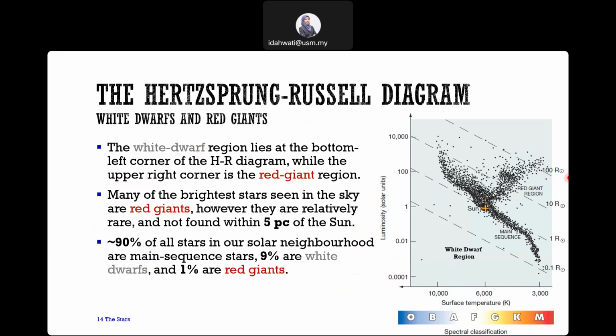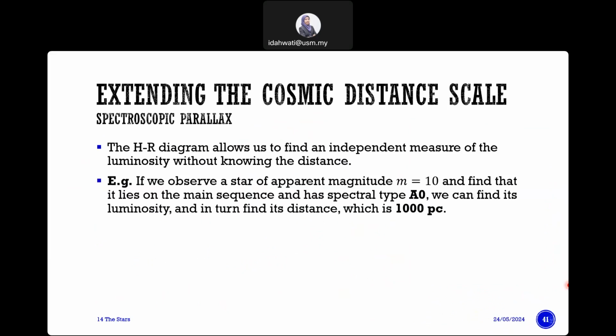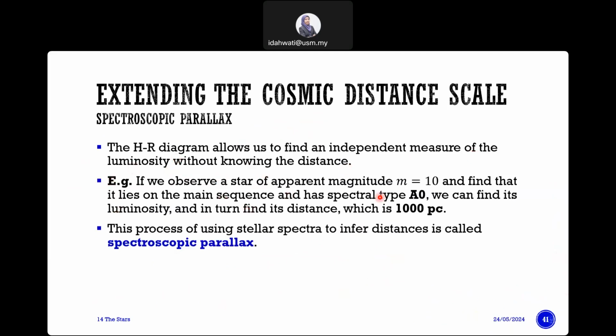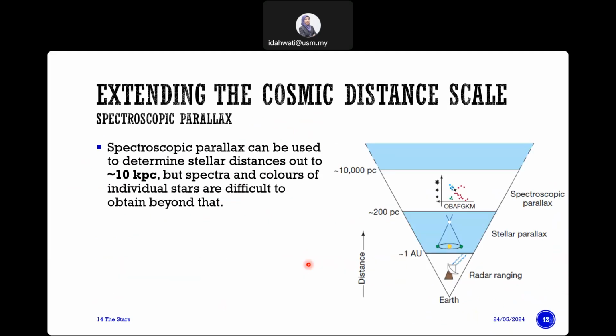Okay, so 90% of all stars in our solar neighborhood are main sequence, as you can see here, the curve of the main sequence. So this HR diagram allows us to find an independent measure of the luminosity without knowing the distance. This process of using stellar spectra to infer the distance is the so-called spectroscopic parallax. So this is the diagram for spectroscopic parallax.